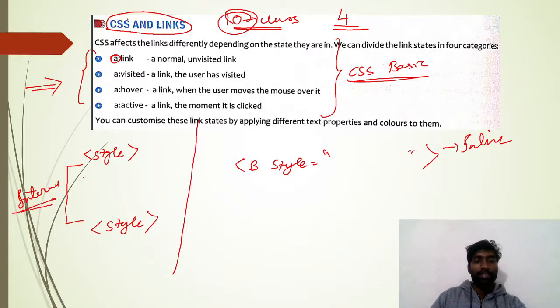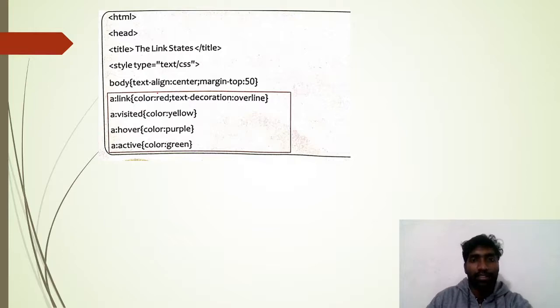In internal, we are using the selector. If I am mentioning A as a selector, open bracket, close bracket. Now see here, a link. Okay, if I mention like this, unvisited link. And if I mention like this, has visited. If I mention this, visited. Now see the difference: active and all, we can see the difference here.